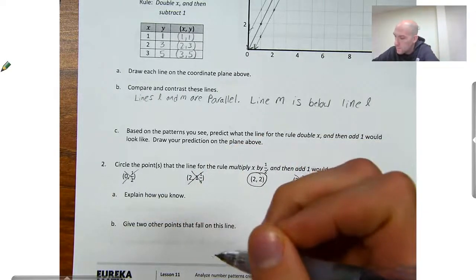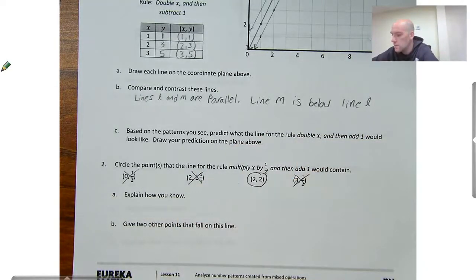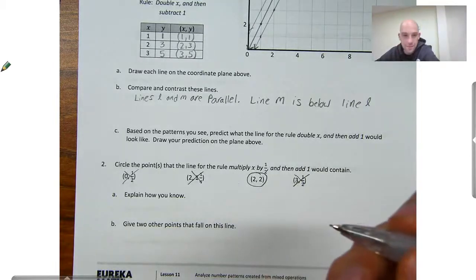So explain how you know. Well, we just tried out our rule on all of those coordinates, and we saw which ones would give us a y coordinate that works when we plug in our x coordinate. It wants us to give 2 other points that fall on that line. Well, we can choose any x value, and we can figure that out.